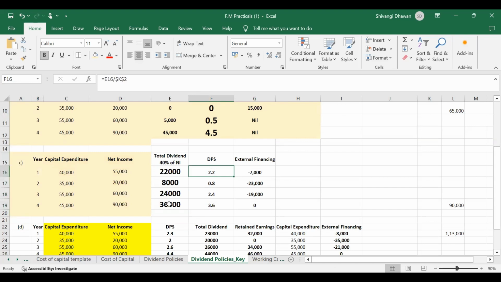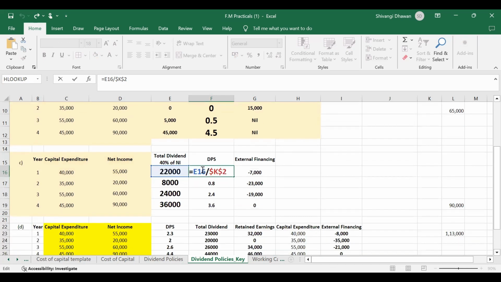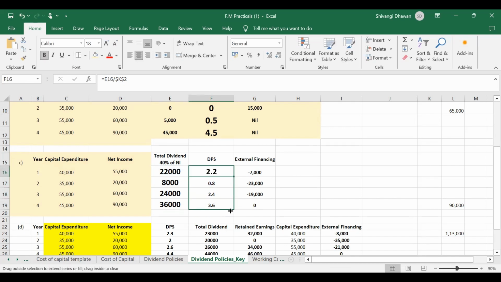Now it is very easy for us to calculate the dividend per share. How can we do that? Here, the dividend per share can be calculated as this amount, 22,000, divided by 10,000. We divide the total dividend by the number of shares in order to get the dividend per share, and then you may drag it down in order to get the dividend per share in each case.